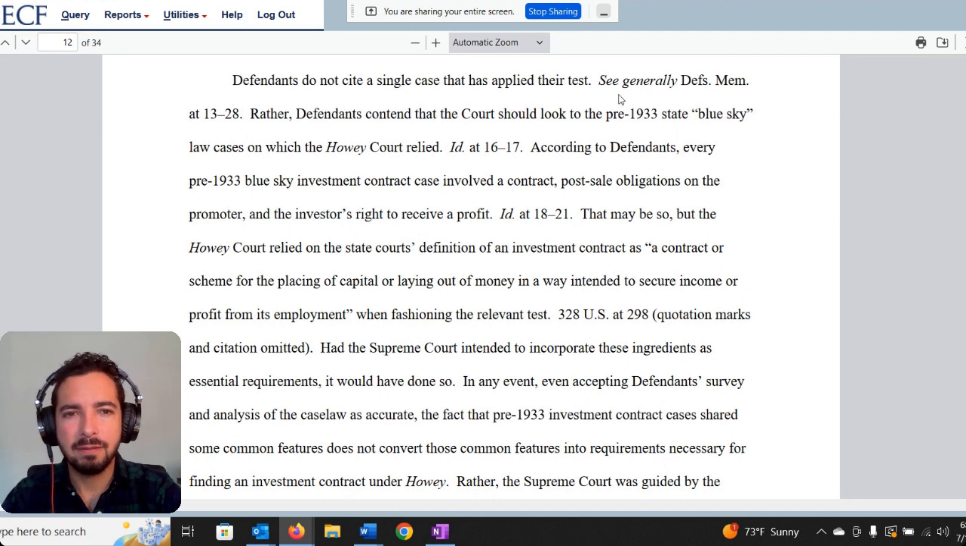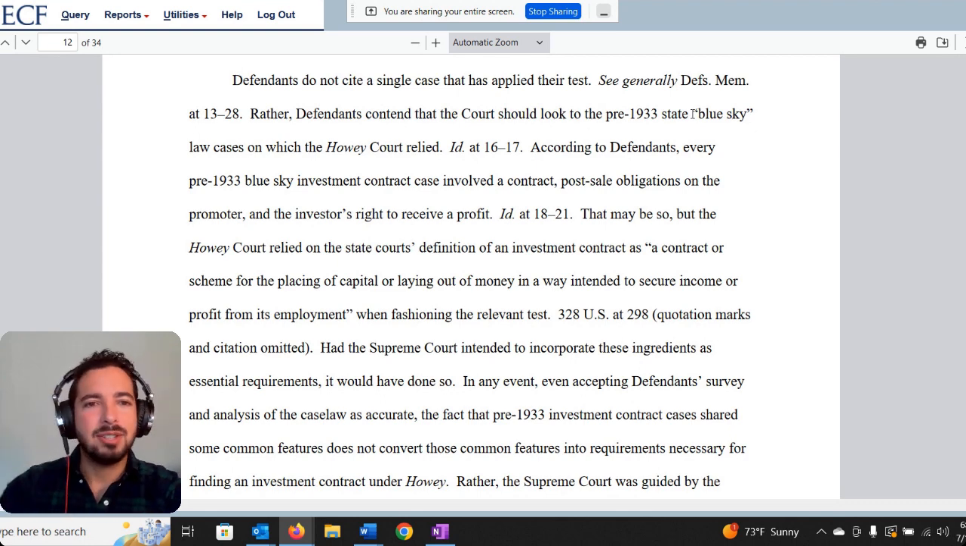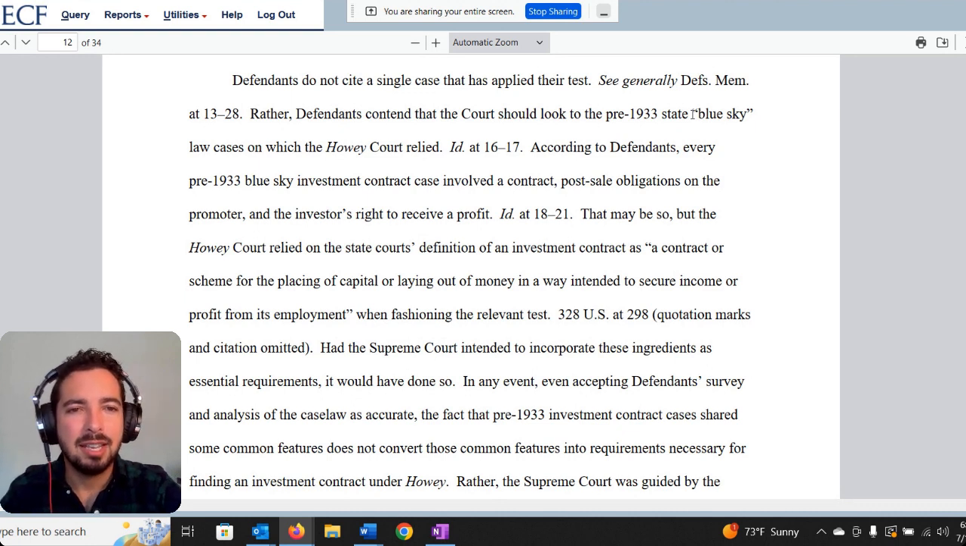There were a lot of folks going around offering these crazy investments, blue sky, essentially. I might be getting the history wrong on that, but blue sky law is our old case law or rules that have to do with investments. So, according to defendants, every pre-1933 blue sky investment contract case involved a contract, post-sale obligations on the promoter, and the investor's right to receive a profit.